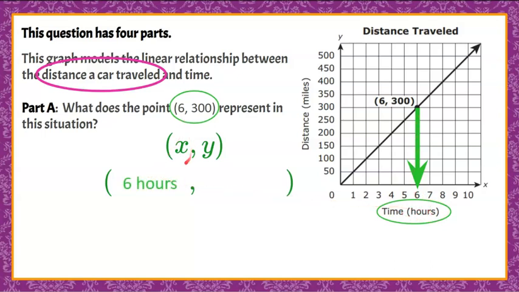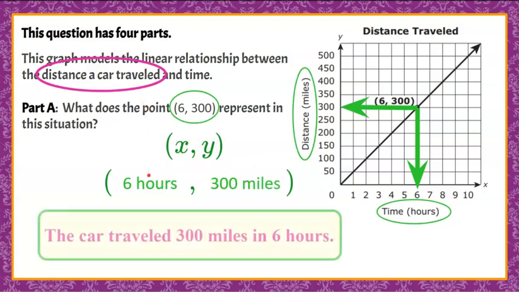So that x coordinate is 6 hours. Go back up to our point and over to the y-axis, which is 300 miles. So what this tells me is this ordered pair is saying 6 hours and 300 miles, which is the distance the car traveled in 6 hours. So that's our answer to part A. The car traveled 300 miles in 6 hours.